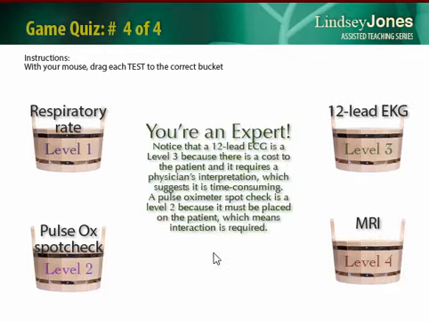Well, it looks like you're an expert now. Did you notice on this one that a 12-lead EKG is level 3, and that's because it costs something. It also requires interpretation by a cardiologist, and that interpretation is going to take some time.